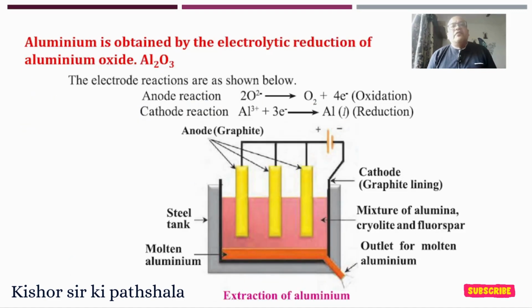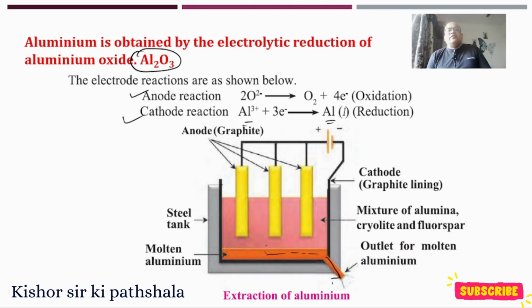Here you see the example of aluminium being extracted by the electrolytic reduction of aluminium oxide. At the cathode, the aluminium ion accepts 3 electrons and we get aluminium. Here you see the graphite anode, and the graphite lining is the cathode. This is the steel tank, and we get molten aluminium from below. So this is the anode reaction and the cathode reaction for the extraction of aluminium.